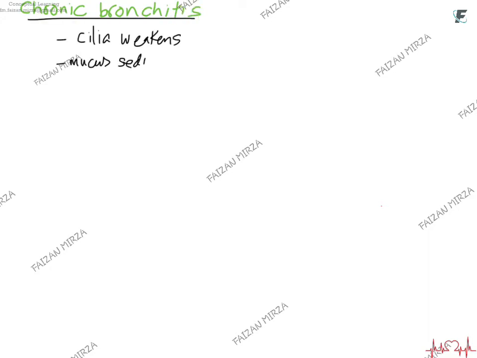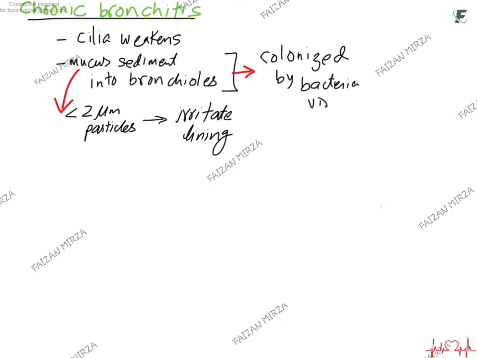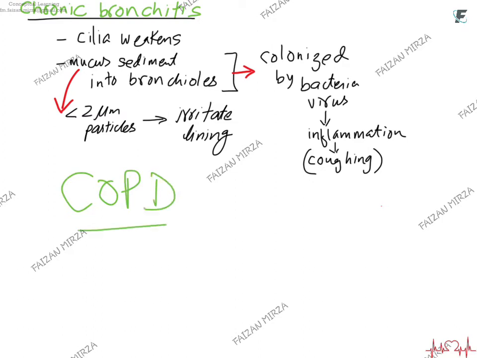The next associated, similar disease is chronic bronchitis that we are discussing here. What happens in chronic bronchitis? Bronchitis is an inflammation. Here the cilia weaken and the mucus sediments into the lower regions of the respiratory tract, primarily into the bronchioles, particles less than 2 micrometers, which are very tiny. They irritate the lining of the airways or the bronchioles, and these regions get colonized by bacteria and viruses, and when they become colonized, this region becomes inflamed. So inflammation occurs. This causes coughing and irritation, and this is the disease where chronic bronchitis has occurred. It is treated using antibiotics.